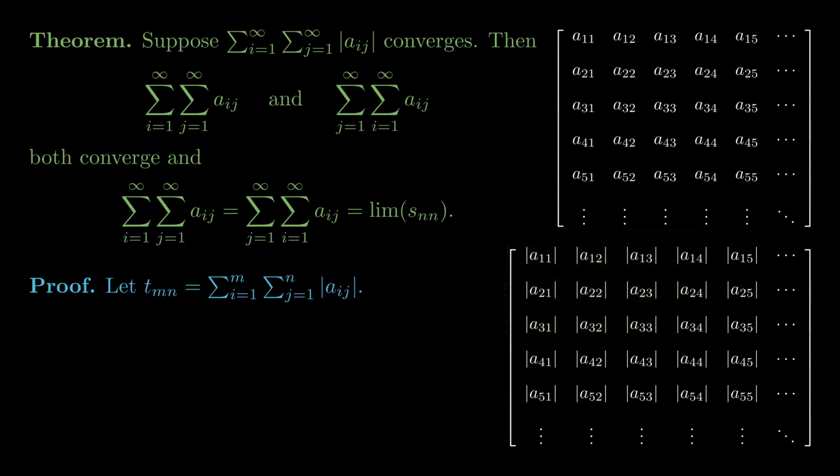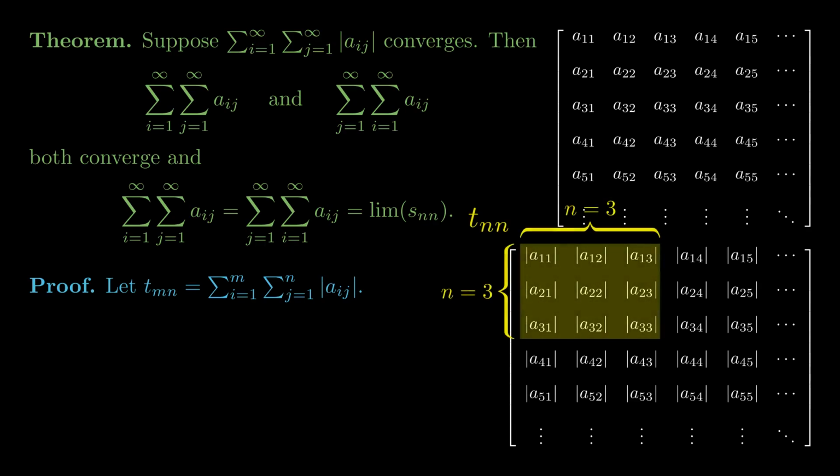Our strategy for the proof will be to first focus on those square partial sums S_nn and then show as a sequence that they converge. And then we'll argue that both of the iterated sums have to converge to that same value. In order to do this, let's argue that the sequence T_nn converges and use that to show that the sequence S_nn converges. So a term T_nn is the sum of all the absolute values in the n by n square aligned to the upper left of this matrix.